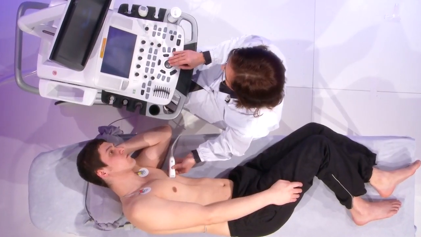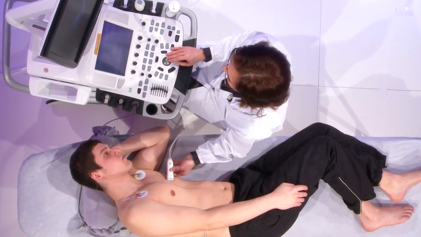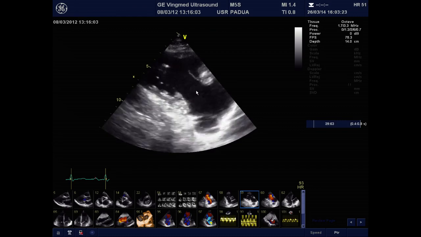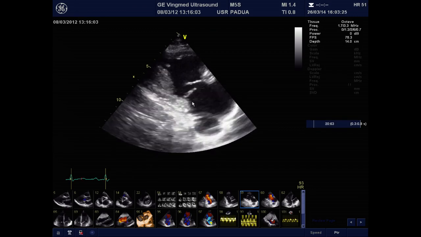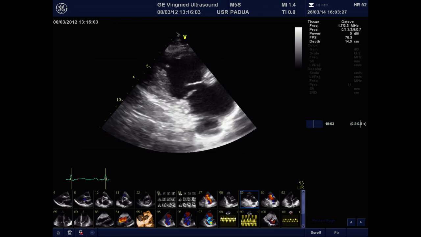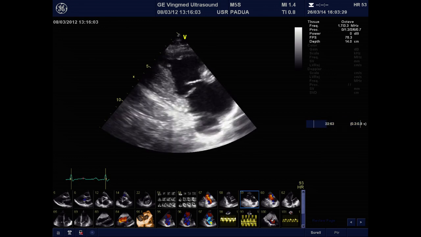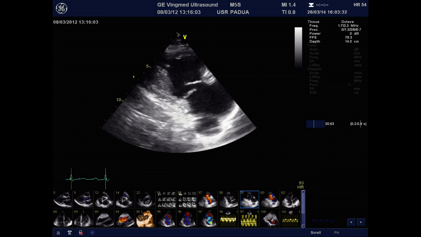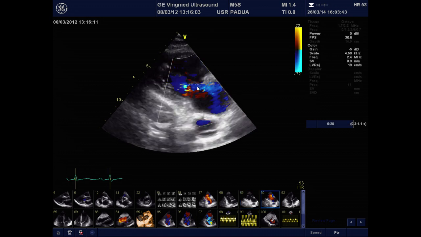Then, if we optimize a little bit the position of the transducer in order to appreciate better the morphology of the valve, you will be able to see that here there is a clear abnormality of one leaflet. If I freeze the image, you will be able to see that the leaflets are not coapting. There is a large coaptation defect between this one here and this one staying upwards, and there is significant regurgitation at this level.